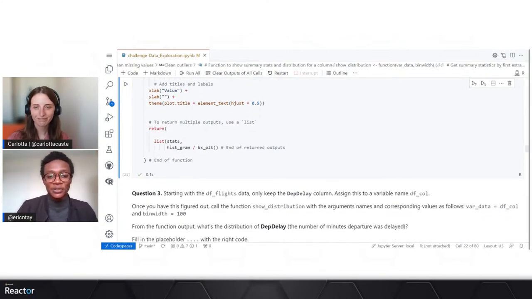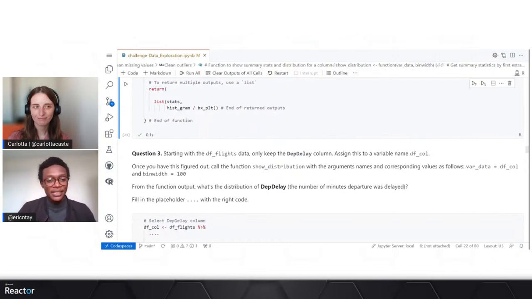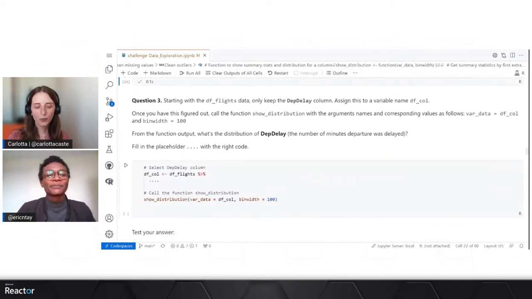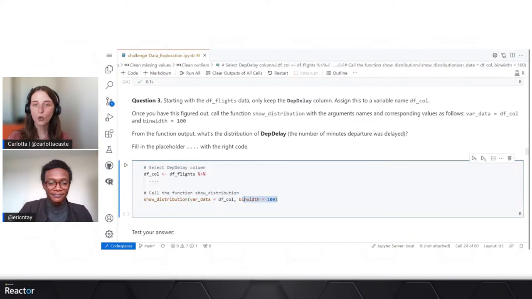So Carlotta, do you mind taking us through this next question that will allow us to utilize the function show distribution? Sure. Question three asks us, starting from our data set, to only keep the departure delay column, assign it to a variable, and then pass this column to the function we just described, the show distribution function. In our code for question three, we can already see the call to the function, so we should focus on the first part: keeping the departure delay column from the dataset. So Eric, can we give some hints about how to solve this third question?